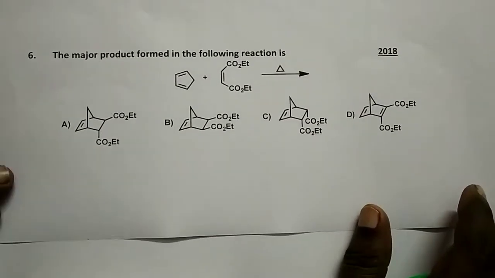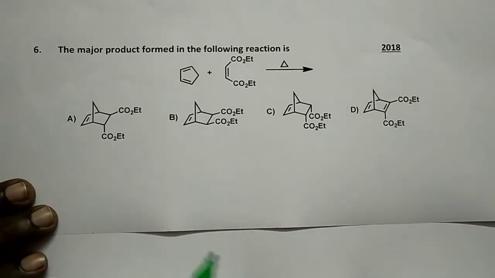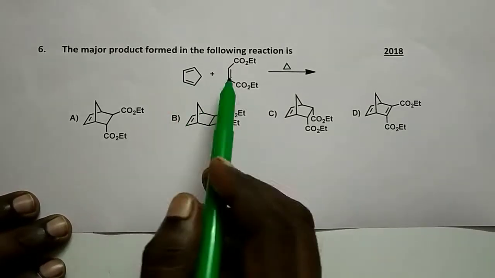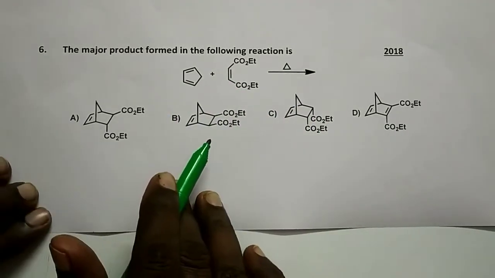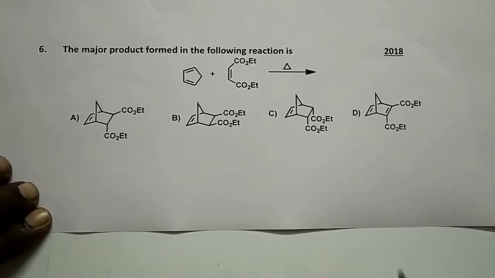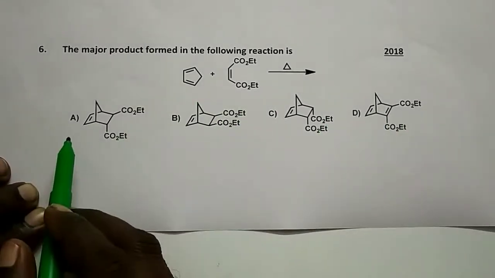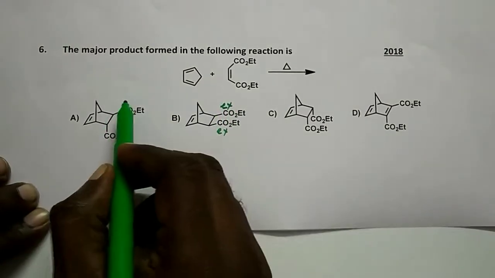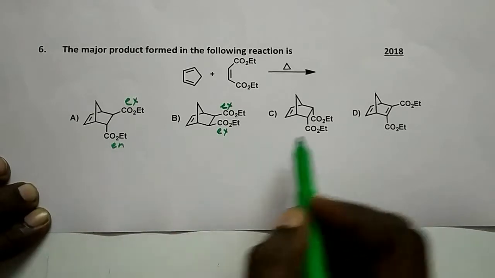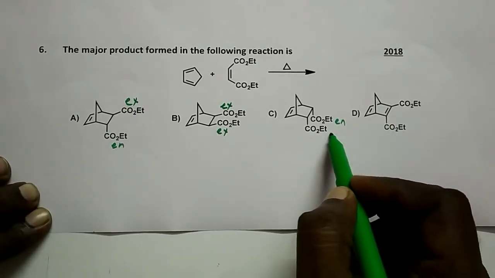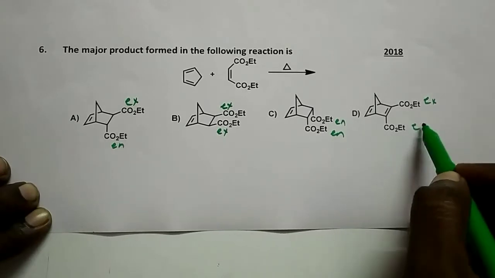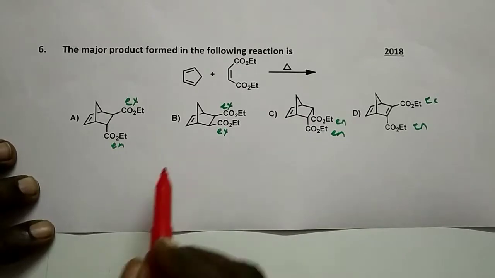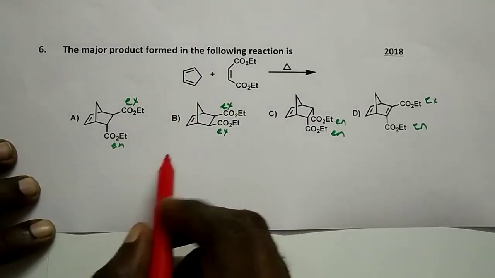See this problem. The major product of the following reaction is a 2018 question. Always we need endo or exo? Endo. Okay. Look at these products. This is exo. Here it is exo. Here it is endo. Here endo, endo, exo, endo. So how should it be? As I was telling you, it should be like this, Diels-Alder reaction. Let me draw this.